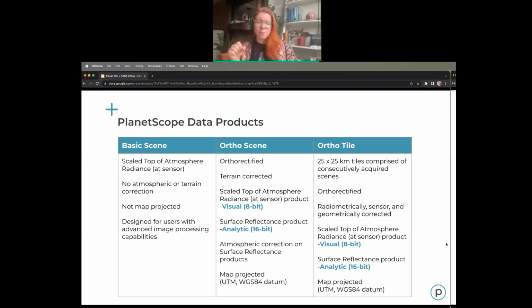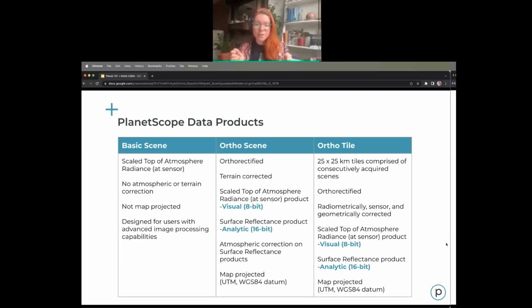And there's a few different data products that we have when you log in and do some searching for the data, which we'll see an example of in a bit. We basically have basic scenes, which is a scaled top of atmosphere radiance product that hasn't had any corrections applied to it. So if you want to process basically the rawest form of the data, you can start there. But then we also have ortho scenes and ortho tiles, which have had different levels of corrections applied to them based on what you might want to do.